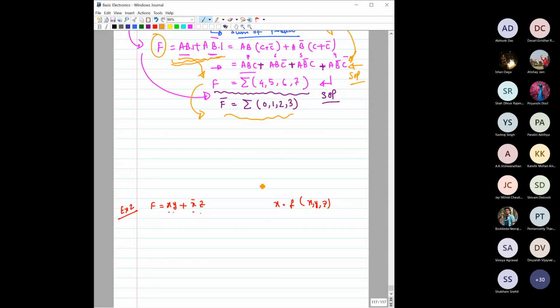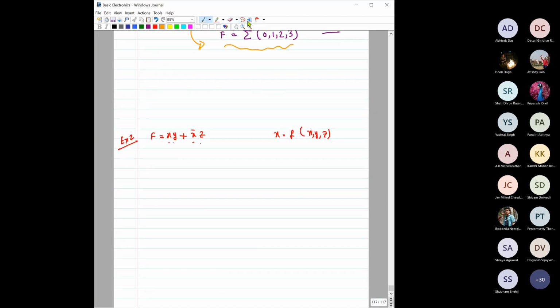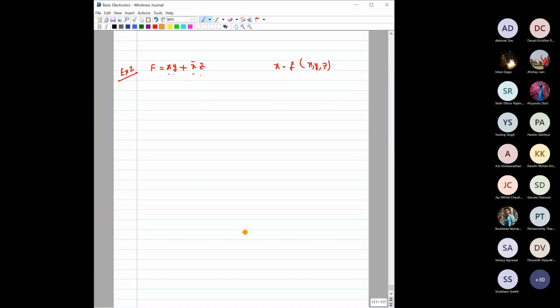So here this is the function, and we have been asked to express it in POS, product of sum. Let me also write the standard POS form, the product of sum form. So can anyone help me in this? How to go ahead?